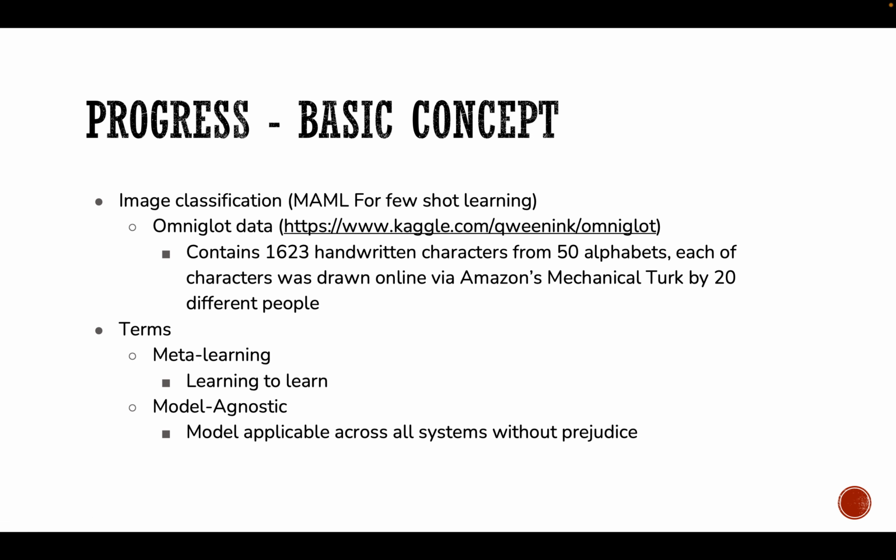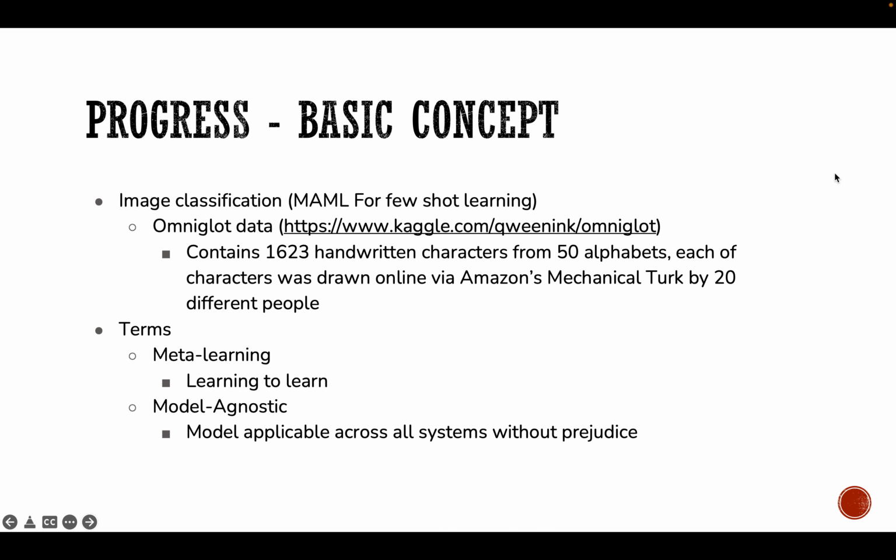So the paper focuses on image classification of the model. In the paper, the dataset used is the Omniglot dataset, which contains around 1623 handwritten characters from 50 alphabets for image classification. Each of these characters has 20 different handwritten versions collected using Amazon's Mechanical Turk.